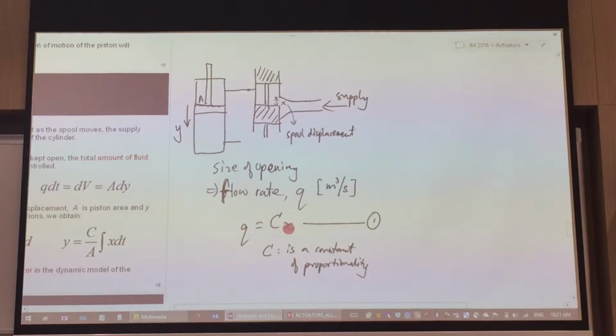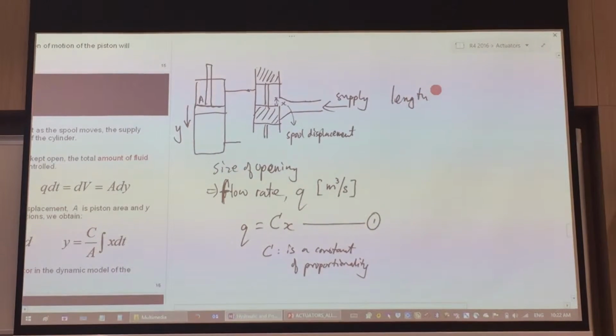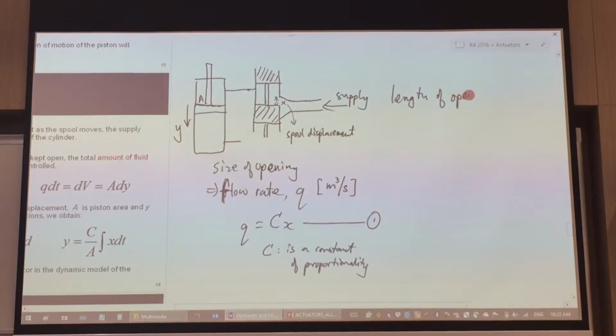Now, how is it related to X? Well, because X kind of controls the amount of flow rate that you can pass through. So the larger X, the larger amount of flow rate. So then what is that relationship? We don't show here, we put a C. So the other thing is that the length of open time, how much time this X is being open, that time relates to the amount of volume of fluid that will pass through.